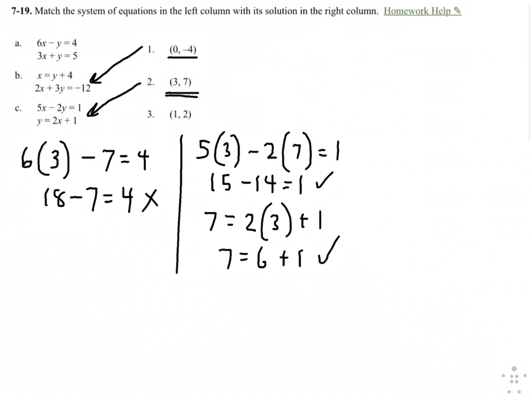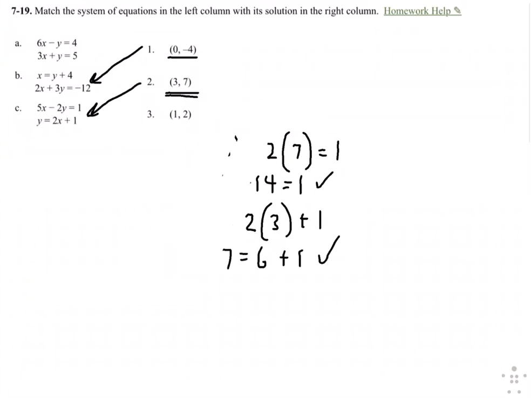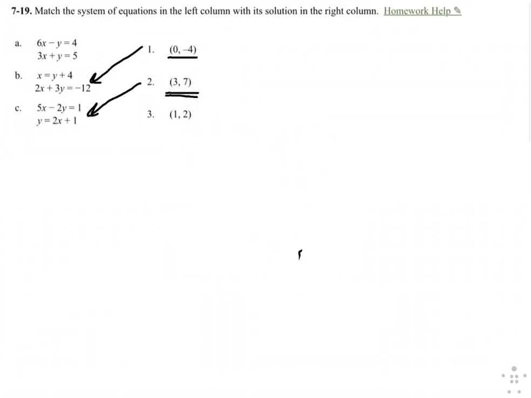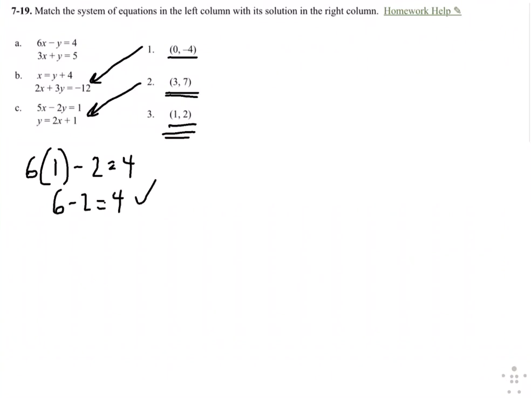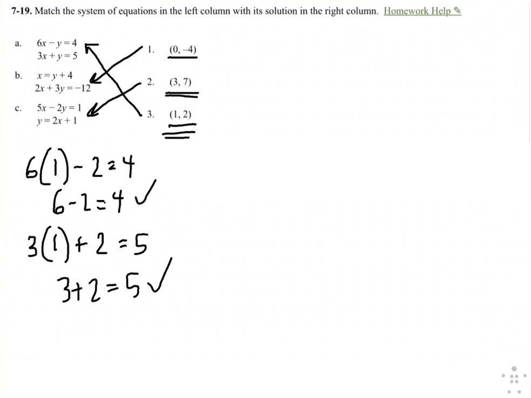And now we should not just rely on the odds that we did all those right. We should actually try point (1, 2) in A, right? So I get 6 times x, 6 times 1, minus 2 equals 4. 6 minus 2 equals 4. Yes, it does. And the second equation, 3 times 1 plus y, which is 2, equals 5. 3 plus 2 equals 5. Yes, it does. So point 3 goes in with that graph.